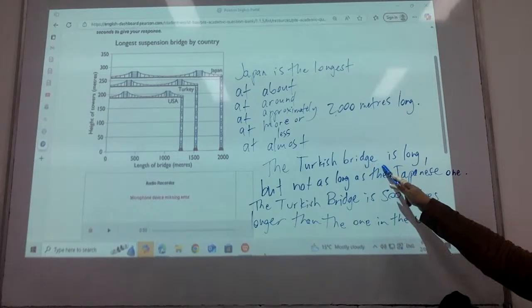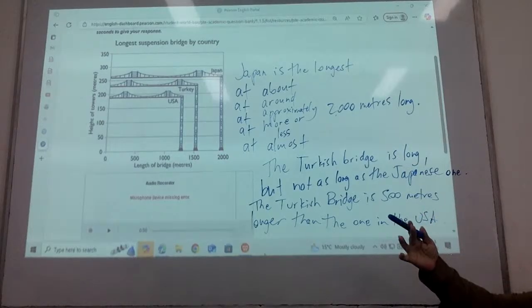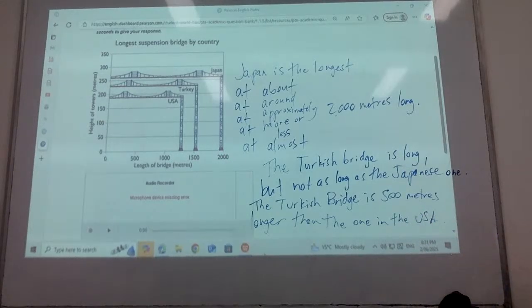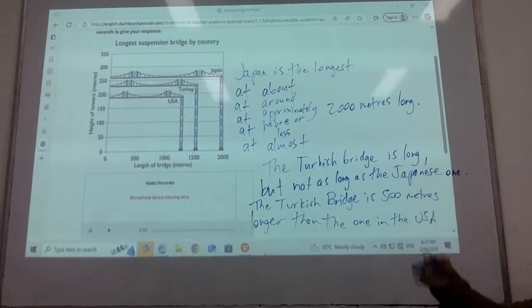The USA bridge is long, and it's not the USA bridge because USA is what nationality? You're using the nationality. So if you want to use the country, you have to say the bridge of the USA is long, but not as long as the bridge in Turkey. That you could say. But you can't say the Japan bridge. When you say Japan, it's a country, not a nationality, not an adjective. It's a thing. So you can't do that.